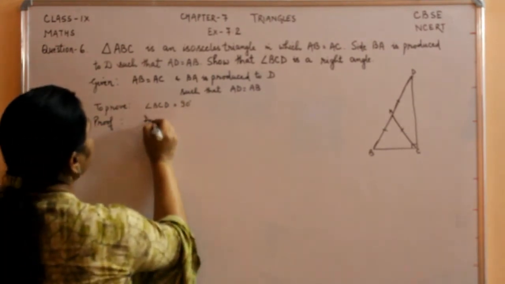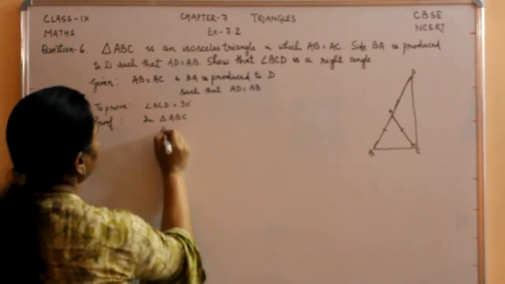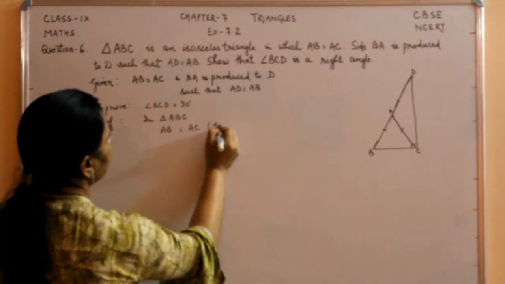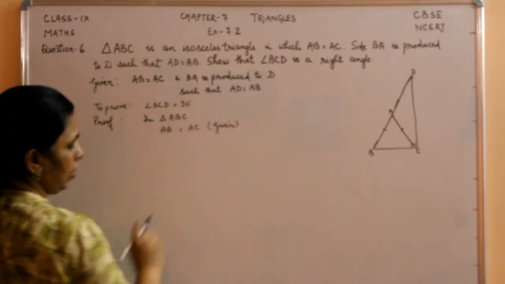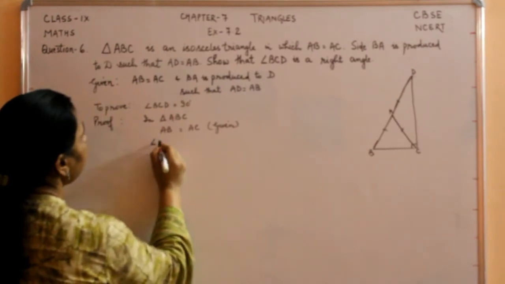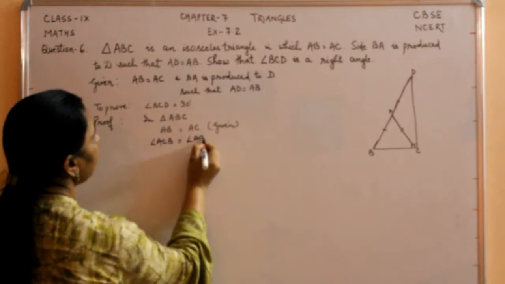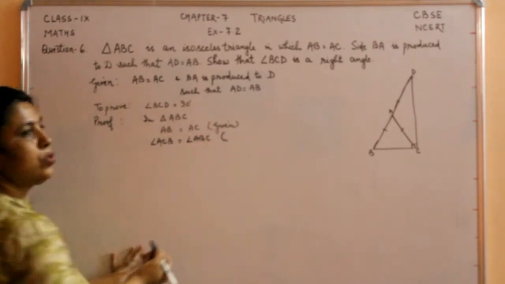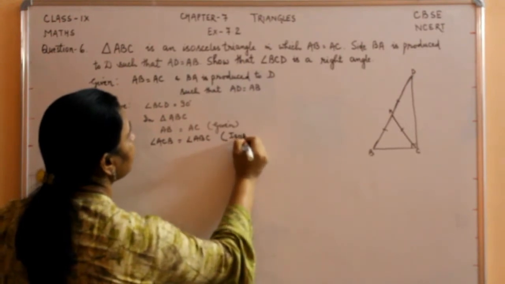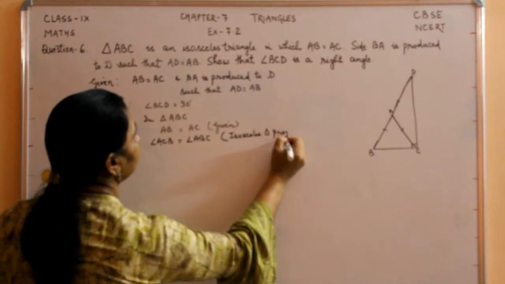Now in triangle ABC, AB is equal to AC. This is given. This shows that angle ACB is equal to angle ABC, since angles opposite to equal sides are equal. This is the isosceles triangle property.